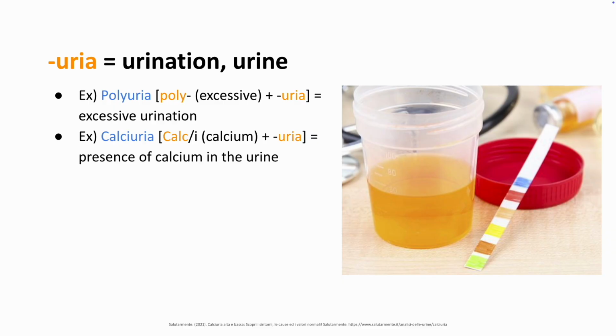And calciuria is another example. Calci is a combining form that means calcium, and suffix uria. And you combine that, calciuria is if you have calcium present in the urine.